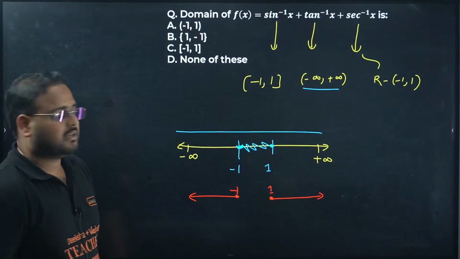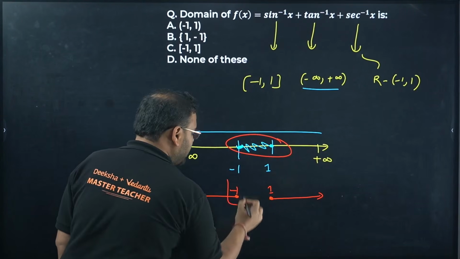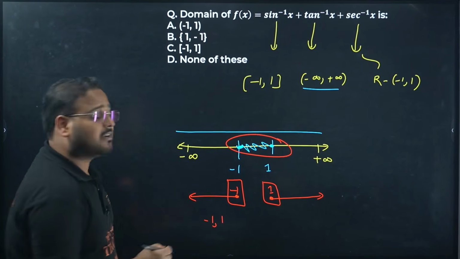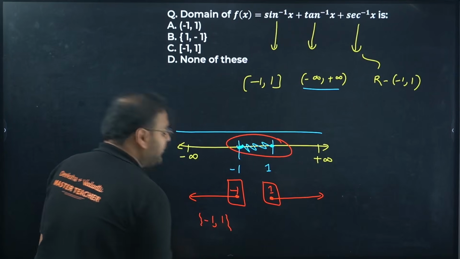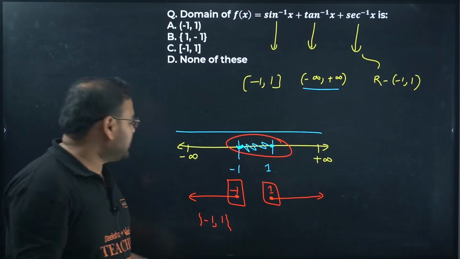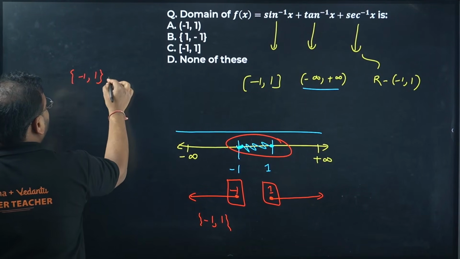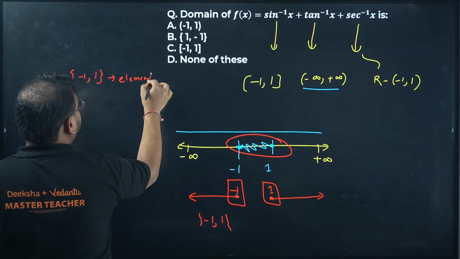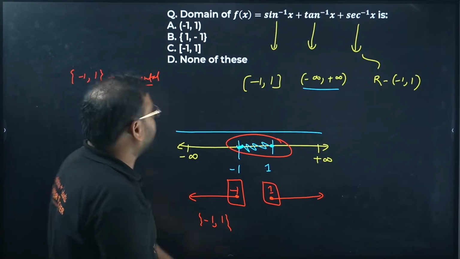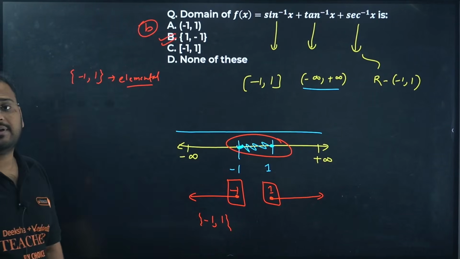Now if you take the intersection of these two, you'll get only these two points as the intersection. So the answer will be minus 1 and 1. The curly bracket shows elements. The answer is only two values, minus 1 and 1. It is not minus 1 to 1, it is minus 1 and 1. That's why I've written the curly bracket here, which shows the elemental form: minus 1 and 1 are the two elements. Answer will be option B. Very good question.